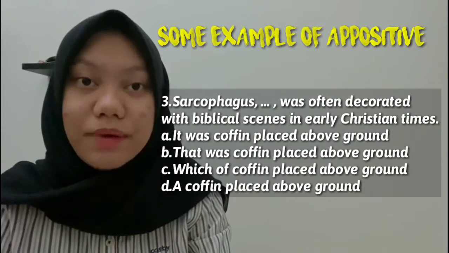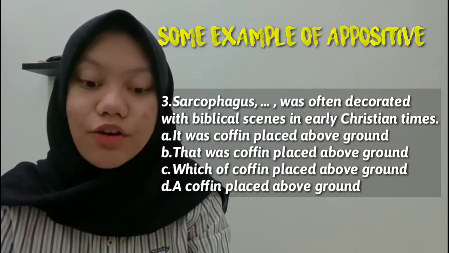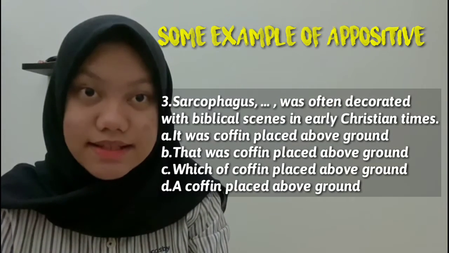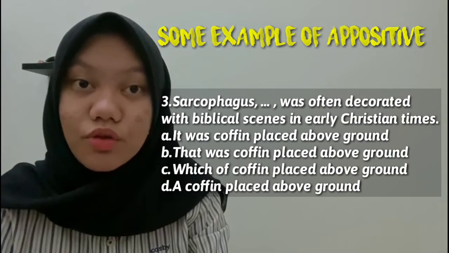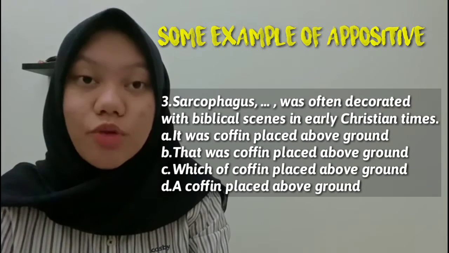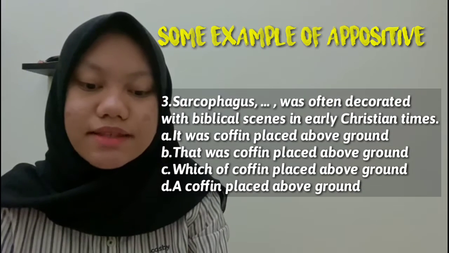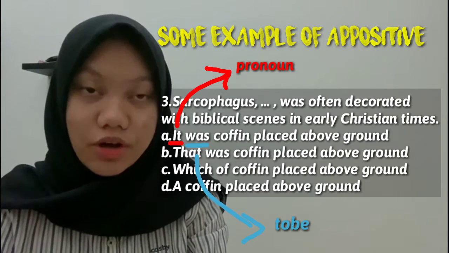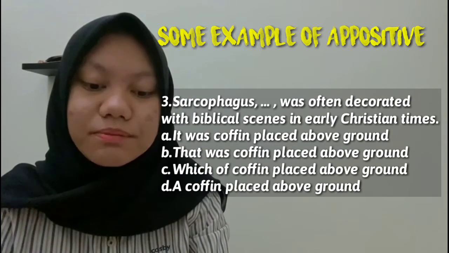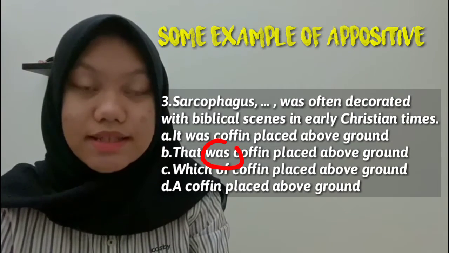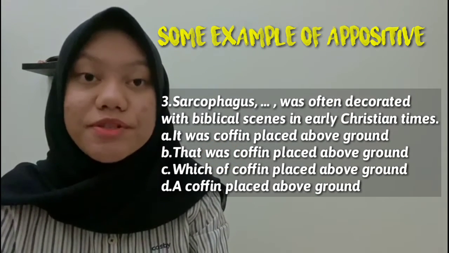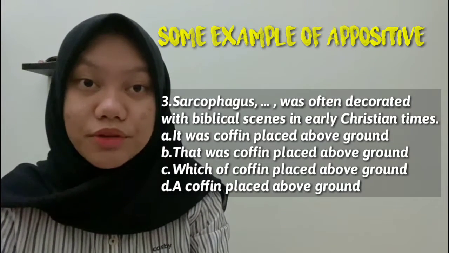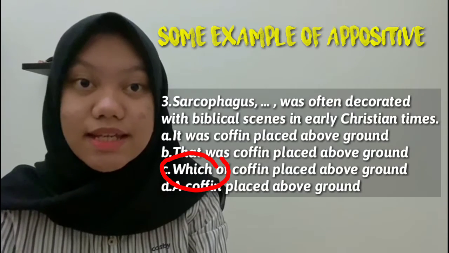Number 3. Sarcophagus, blank, was often decorated with biblical scenes in early Christian times. The blank in the sentence lies between two commas, so what we are looking for is an appositive. Option A. It was coffin placed above ground. There are the pronoun it and the to be was, so option A is wrong. Option B. That was coffin placed above ground. There is the to be was, so option B is wrong. Option C. Which of coffin placed above ground. There is the relative pronoun which, so option C is wrong.